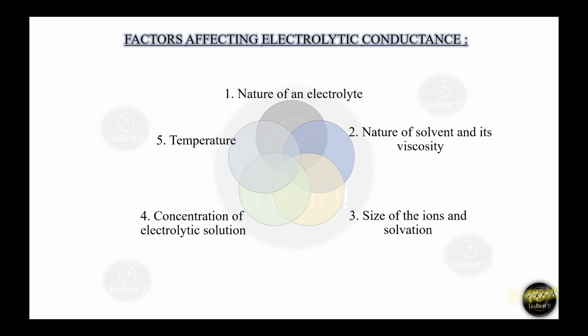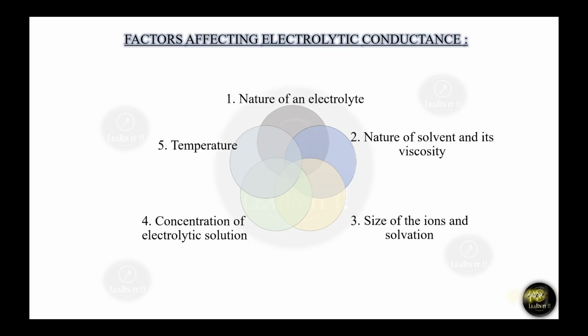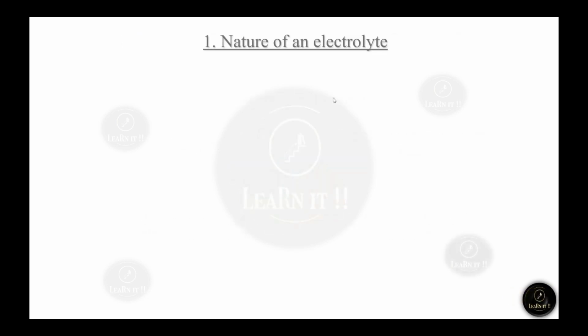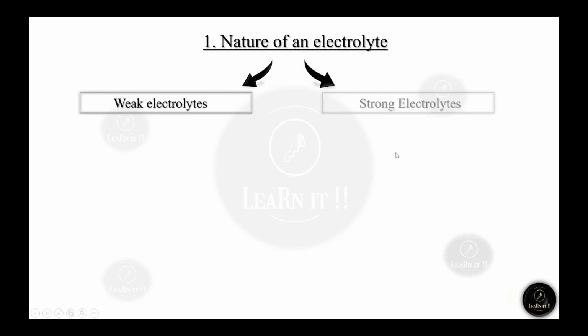The migration of ions towards the electrode is important. We must understand that number of ions plus freedom of those ions are the key important factors which affect the electrolytic conductance. Let's look into first factor, that is nature of an electrolyte. So in nature of an electrolyte, first one is weak electrolytes, second one is strong electrolytes.